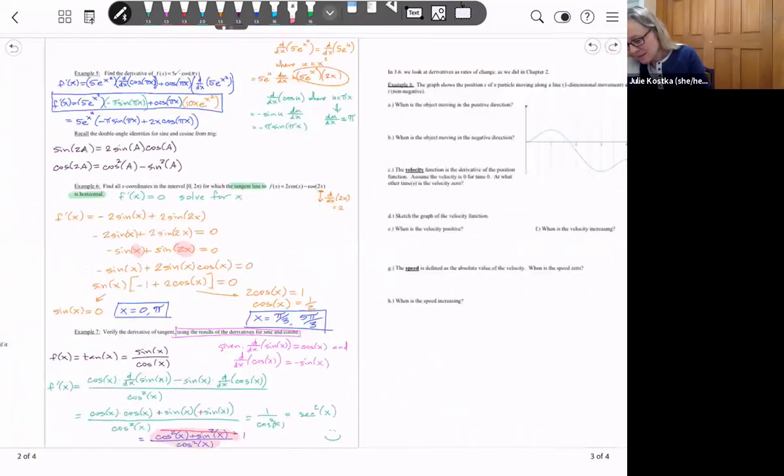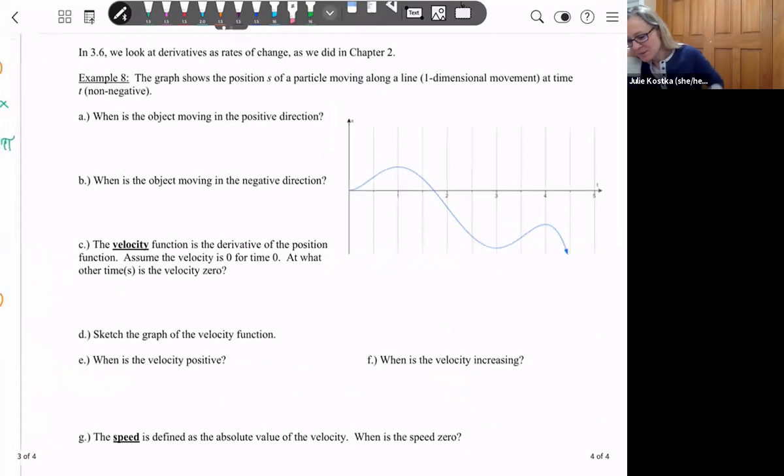All right, last page. We are doing a little bit of 3.6. The neat thing is that it's nothing new. We've already talked about how derivatives are representing velocity if the original function is position. We've already looked at graphs of derivatives and graphs of functions and tried to understand what they're telling us. So now we're just doing it again.